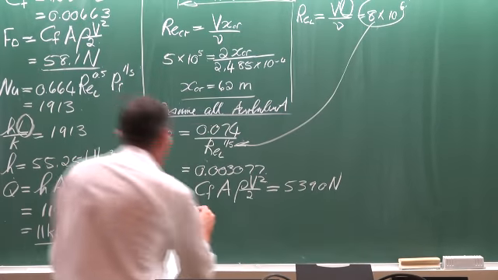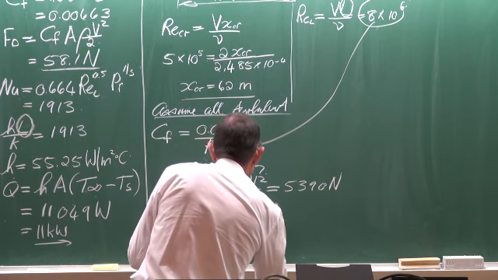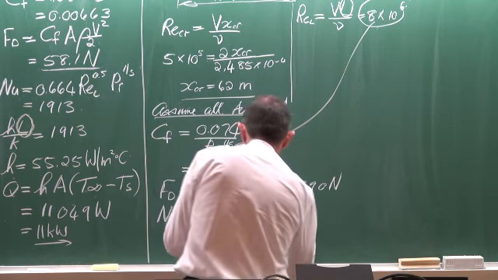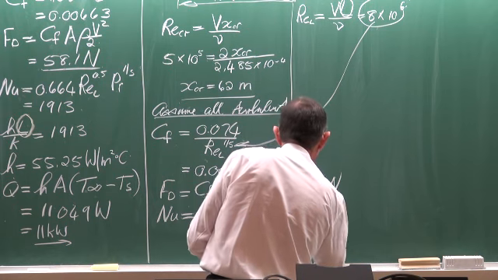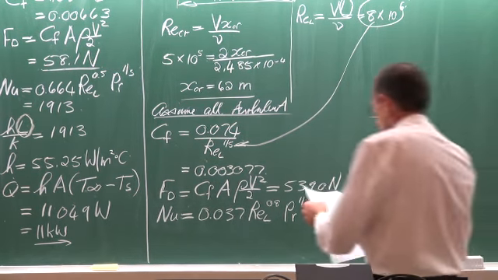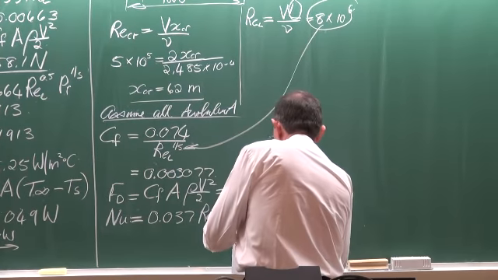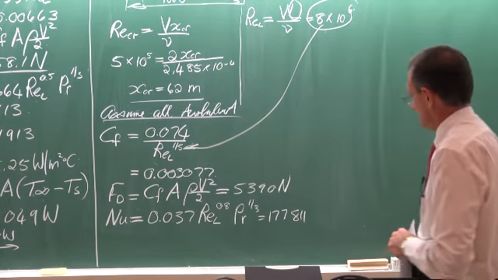Then we also now have to get the Nusselt number. And the Nusselt number for turbulent flow. So it is 0.037 divided by the Reynolds number, 0.8, Prandtl to the third. Okay. And the result is a Nusselt number of 177,811.